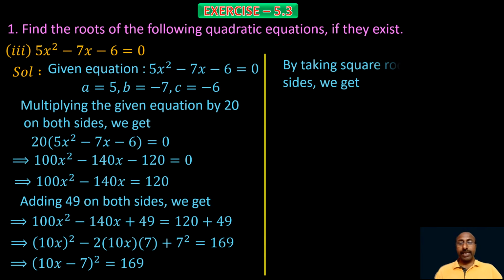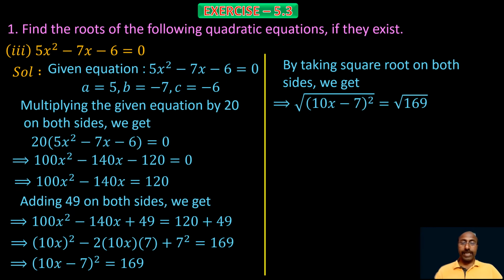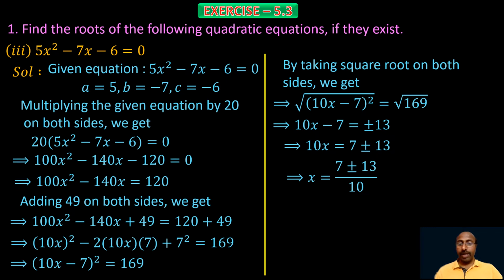Now let us take the square root on both sides. Then the equation becomes under root 10x minus 7 whole square is equal to under root 169. And we can cancel the square root and square on the left side, and on the right side root 169 is plus or minus 13. So from this we can transpose minus 7 to the right side, so that we get 10x equal to 7 plus or minus 13, and x equal to 7 plus or minus 13 by 10.